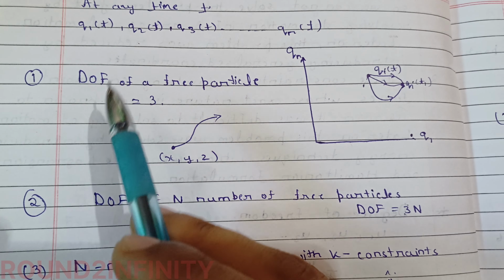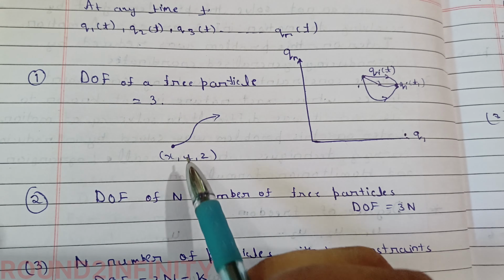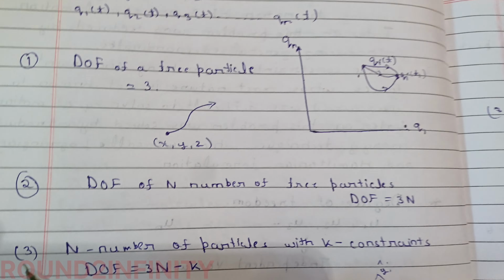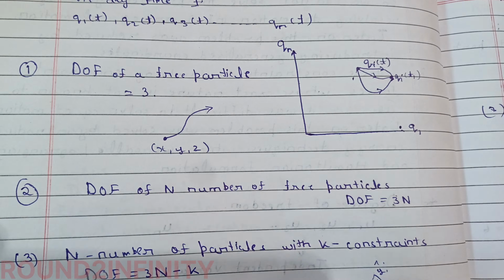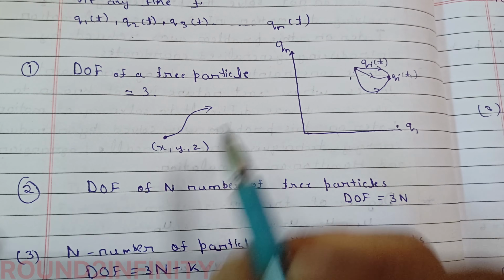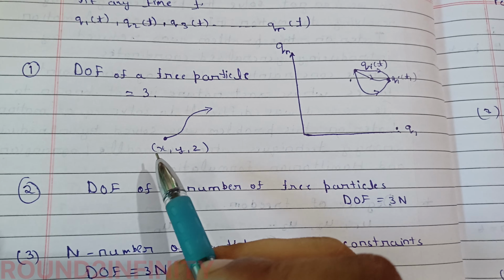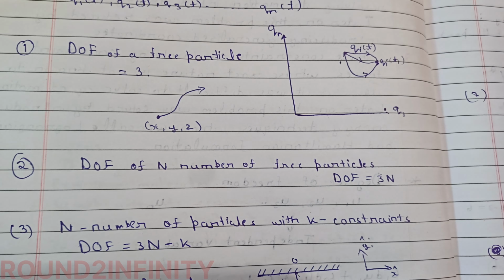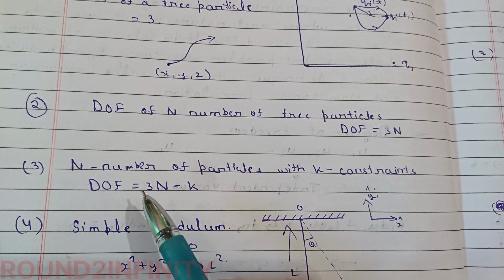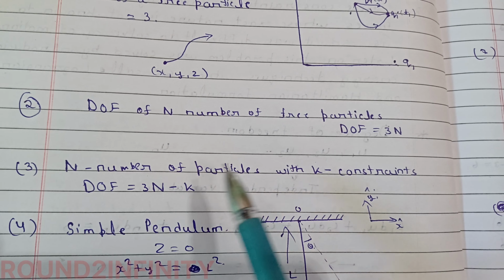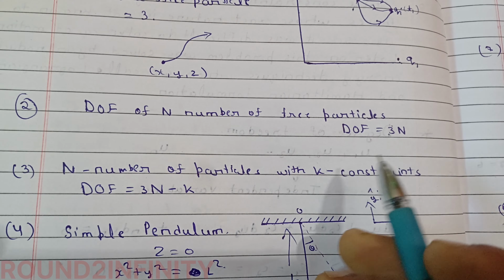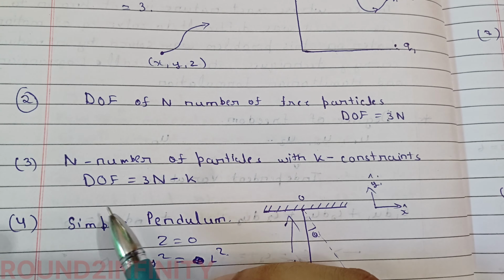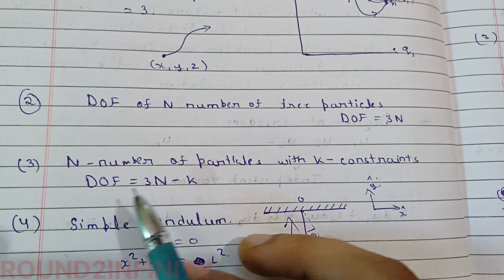So let's see. Degree of freedom of a free particle is 3. A single particle can be represented by these 3 independent coordinates x, y, z. Now if there are n free particles, this was only one, if we have n free particles, then total coordinates required will be 3n. So degree of freedom will be 3n. Now if there are k constraints involved, n number of particles with k constraints, we know that constraints reduce the number of variables, we already saw that. So 3n minus k will be the net number of degrees of freedom required.